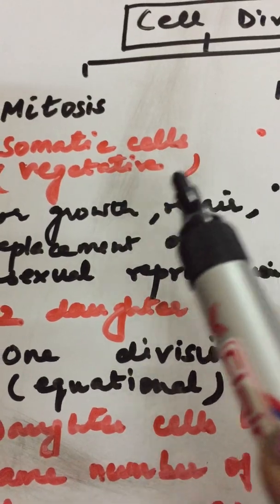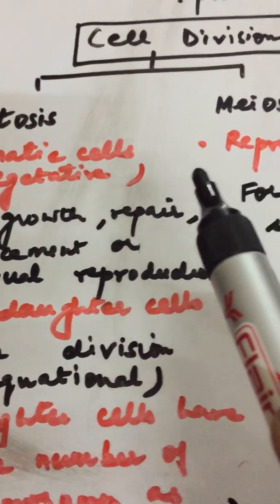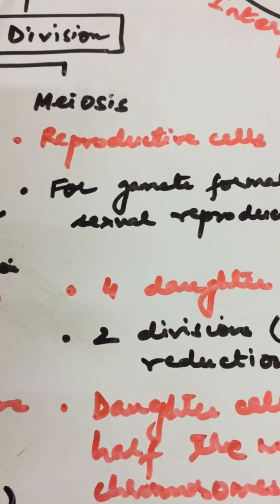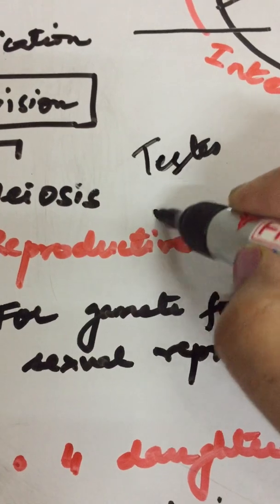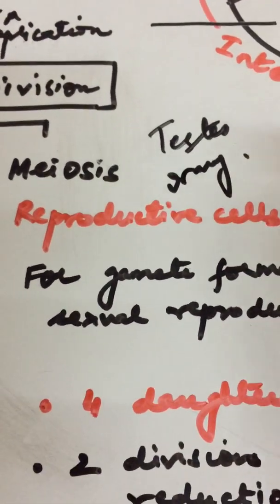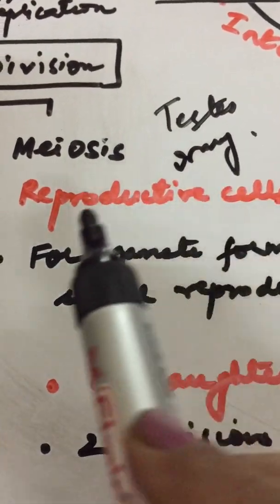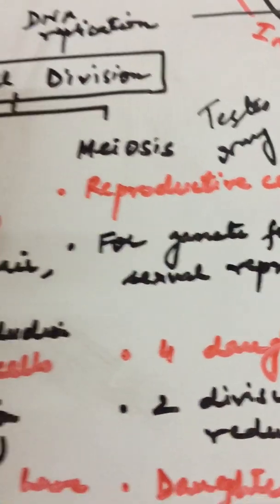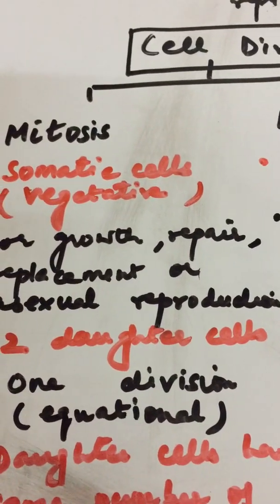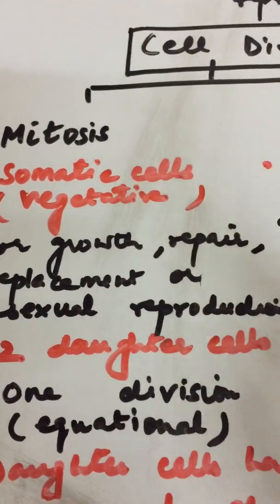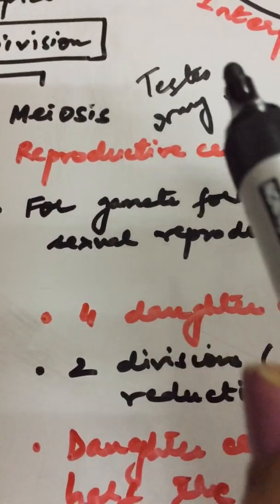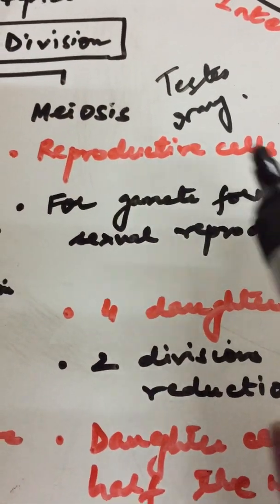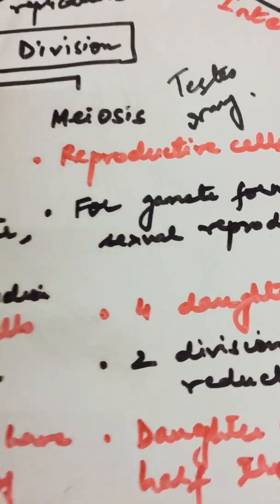More than 99% of our body cells are somatic or vegetative in nature, whereas only few cells inside our gonads, that is testes in males and ovary in females, these are the gonads, only few specialized cells in them are the reproductive cells. So most of our body cells are somatic cells and they show mitotic division, whereas few cells are reproductive cells, that is cells inside testes and ovary. They are the reproductive cells and they show meiosis.